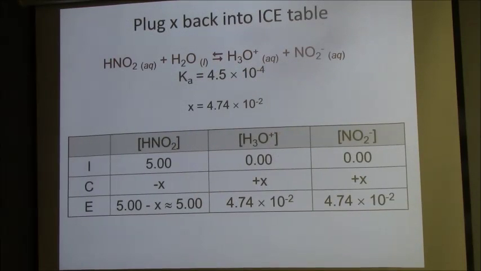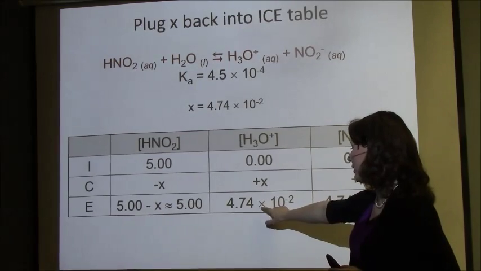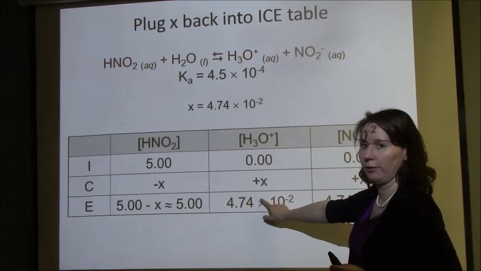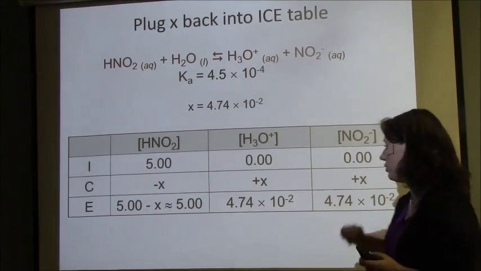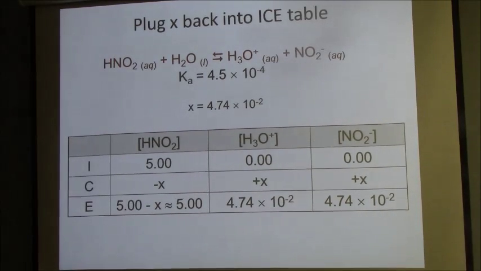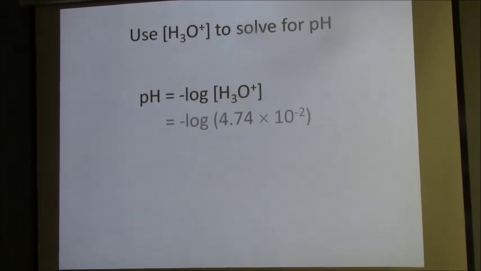We're going to plug that back into our ice table: 5, 4.74 times 10 to the negative 2, 4.74 times 10 to the negative 2. Now, the problem asks, what is the pH? pH is just negative log of H3O+. We just solved for the H3O+ concentration, so all we need to do now is take the negative log. So negative log of H3O+ comes out to be 1.32. And so that is my pH of this solution.